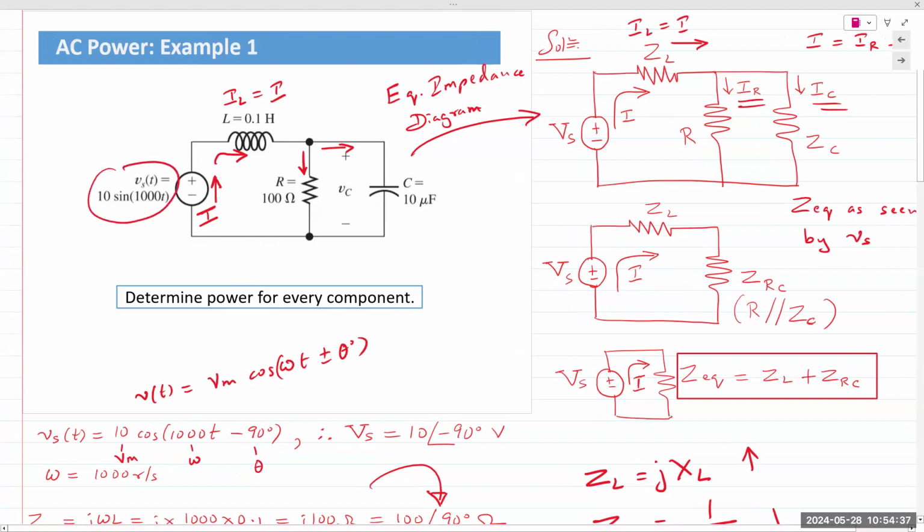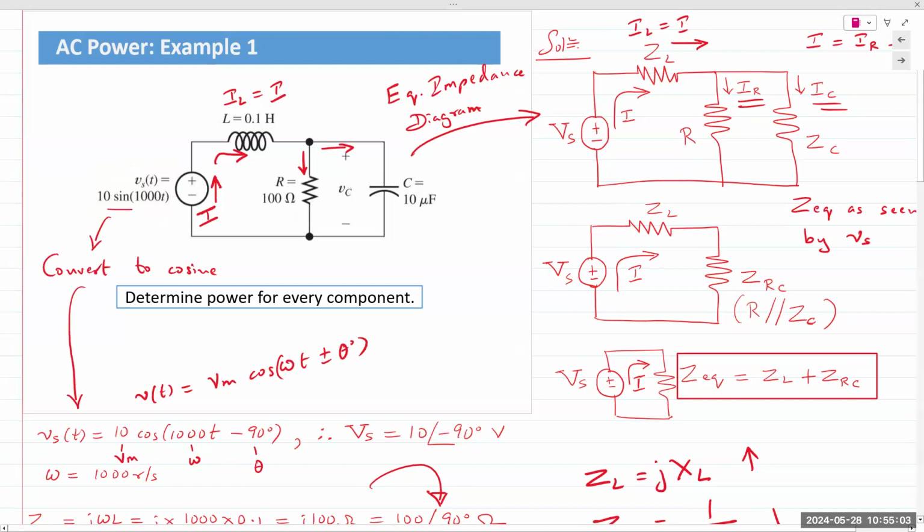Take a look at the voltage source, because everything comes from the source, right? So in this case, we have a voltage source. Voltage source is given as 10 sine 1000 t. Because it's sine, the first step we do is convert to cosine.